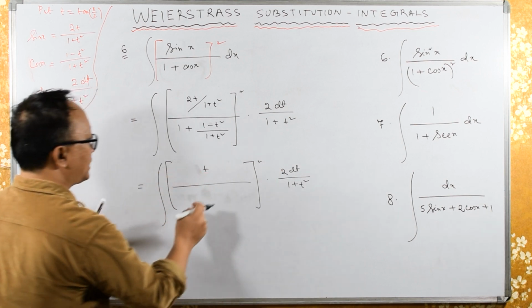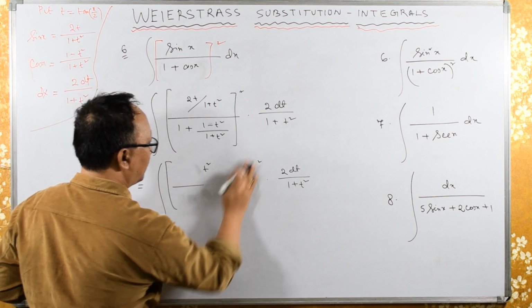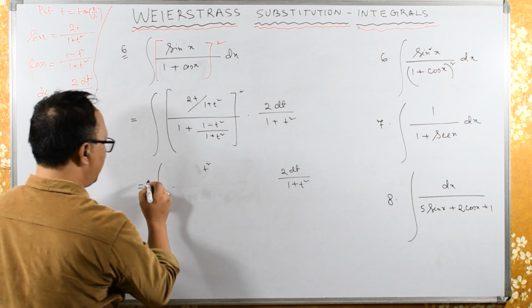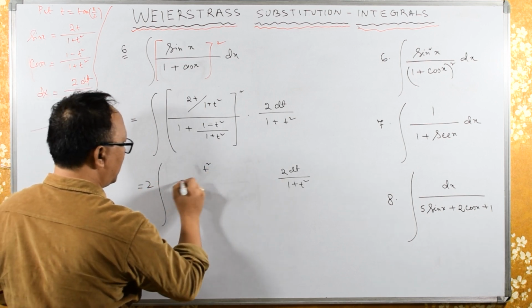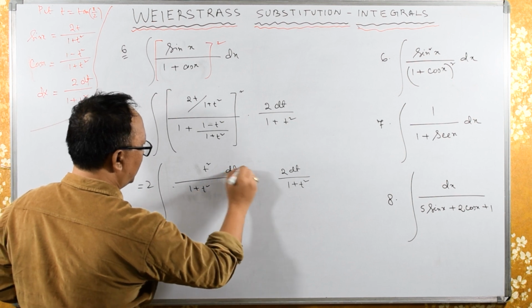This 2 I can send outside. So here what we have is only 2 times t square upon 1 plus t square dt.